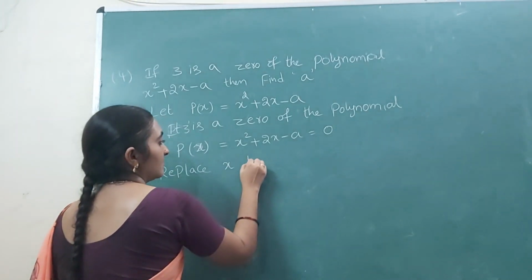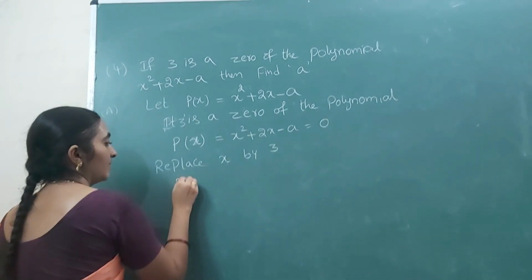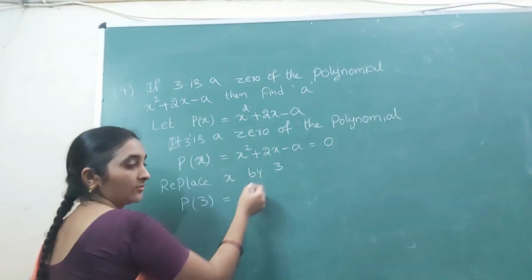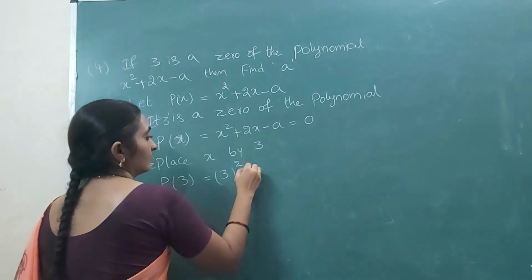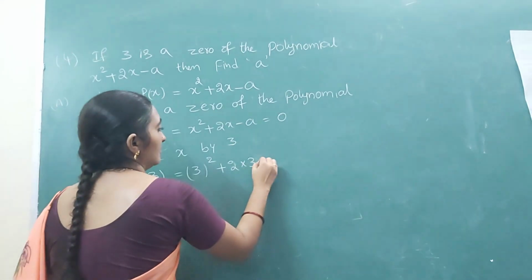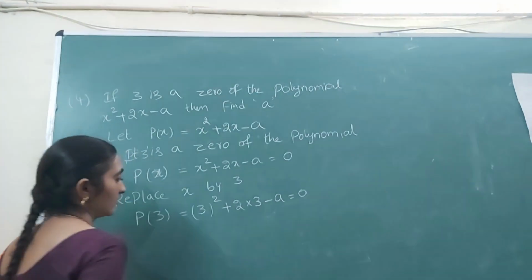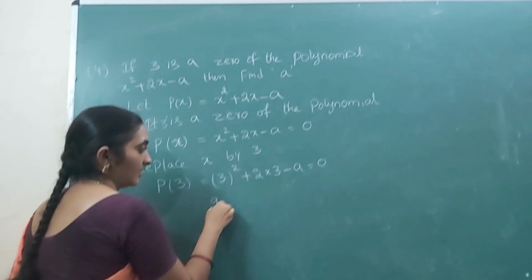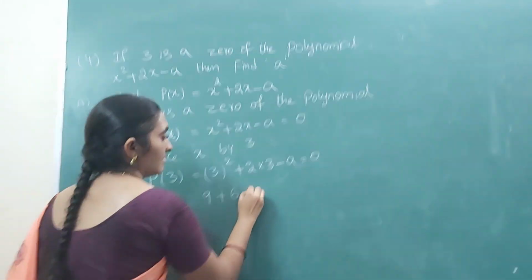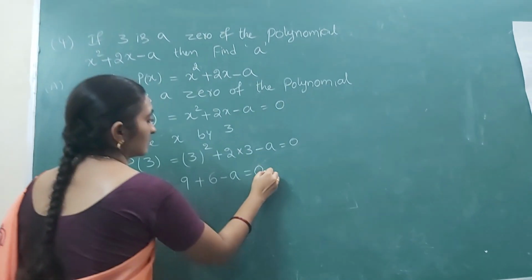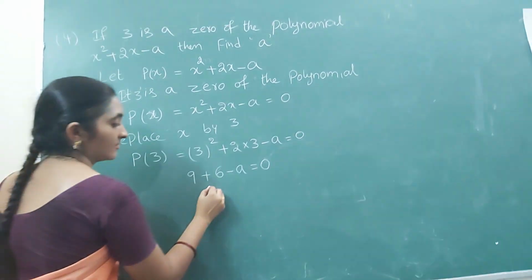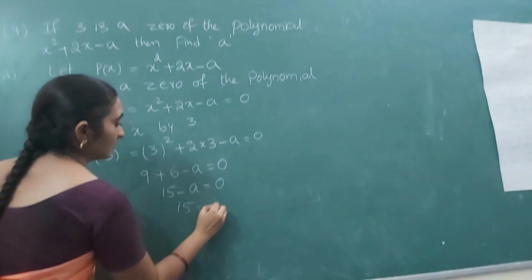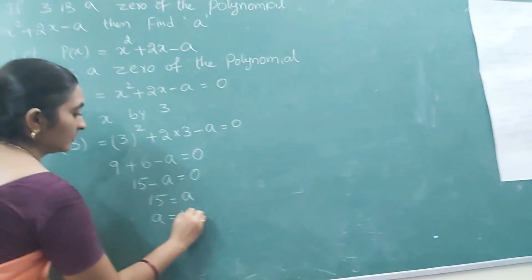Replace x by 3. That means p of 3 is equal to 3 squared plus 2 into 3 minus a is equal to 0. That means p of 3 means 3 squared means 3 into 3. 3 threes are 9 plus 2 threes are 6 minus a is equal to 0. 9 plus 6 are 15 minus a is equal to 0. 15 is equal to a. That means a is equal to 15.